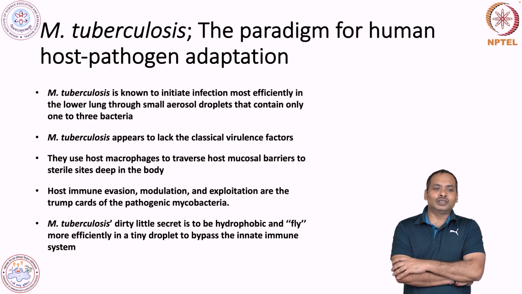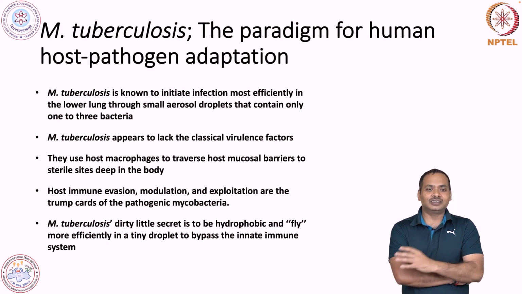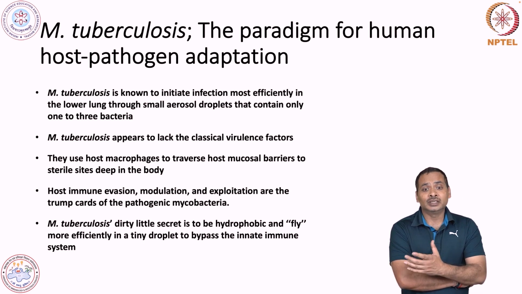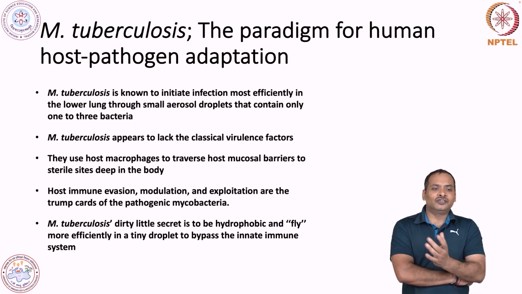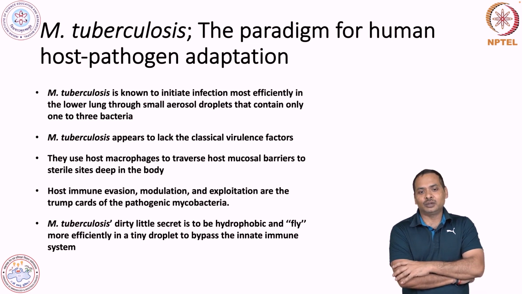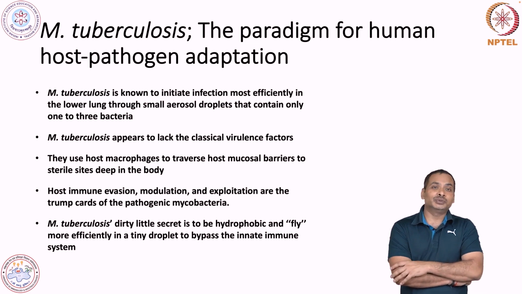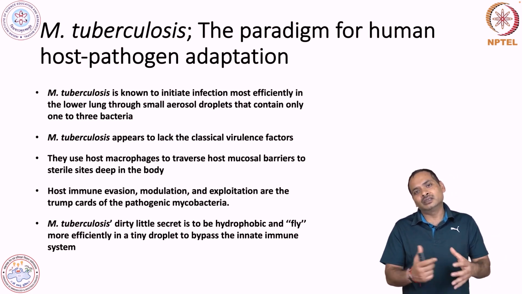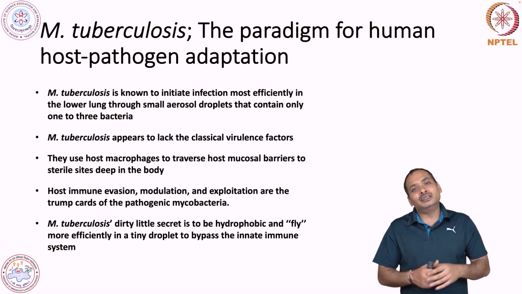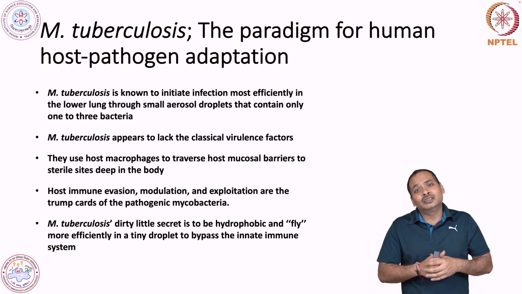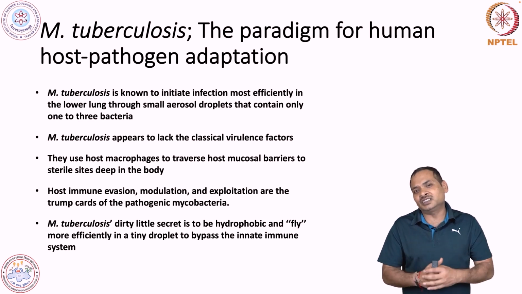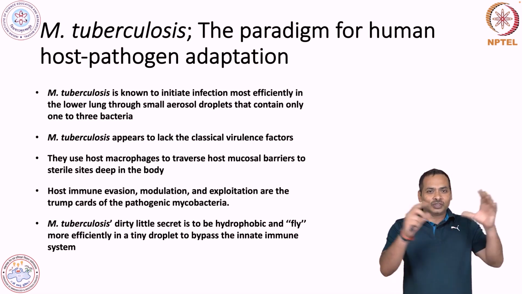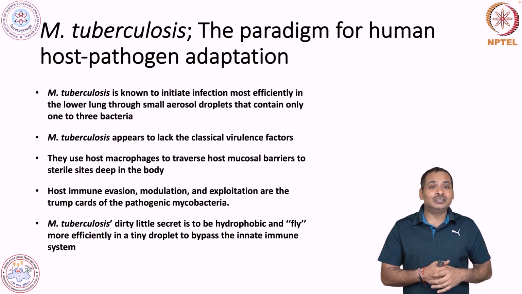So Mycobacterium tuberculosis, here there is a little thought, the dirty little secret of this Mycobacterium tuberculosis is to be hydrophobic, okay, and fly more efficiently in a tiny droplet to bypass the innate immune system, okay. Since it is hydrophobic, it very easily mingles in the system, and then its wall is extremely thick. It's very resistant overall.